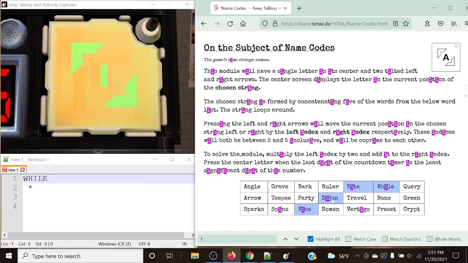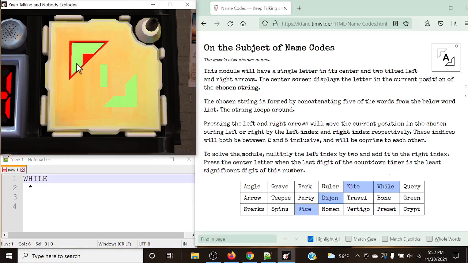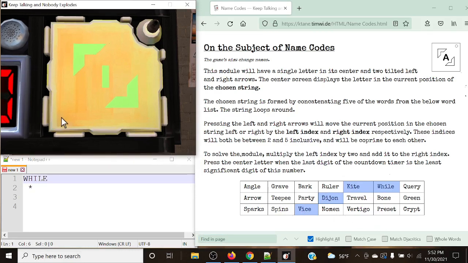So what this means is we have 3 different options here: vice, Dijon, or kite. Now, what we can actually do is go back to while by hitting the left button, and let's see what we get, and perhaps we can get one of the beginning letters here. So let's go left.